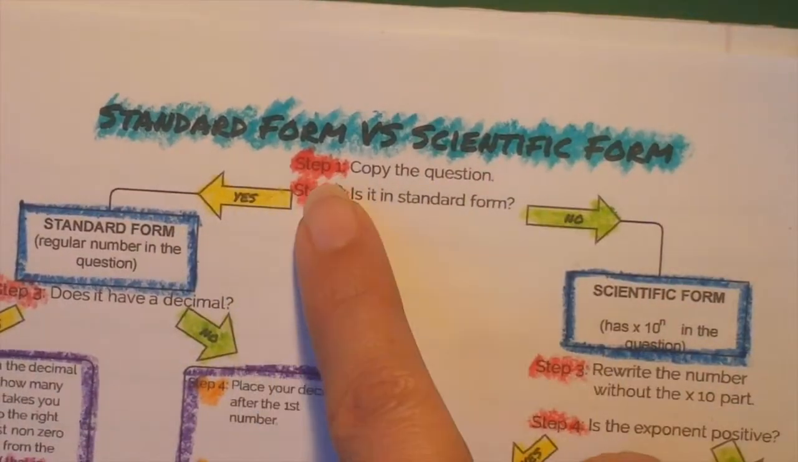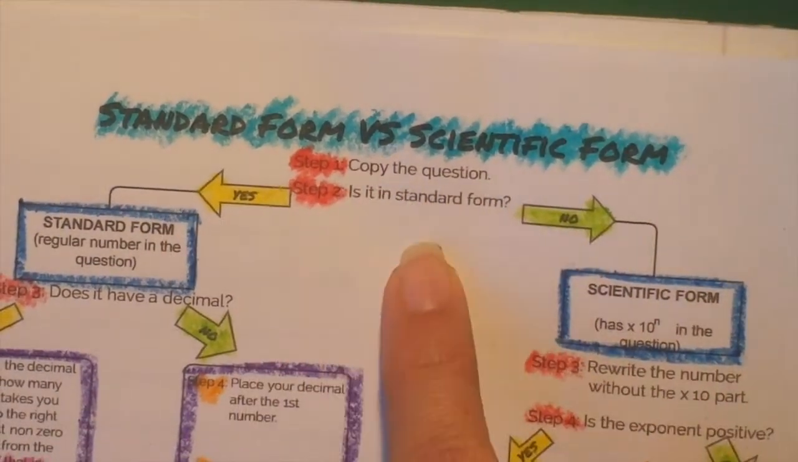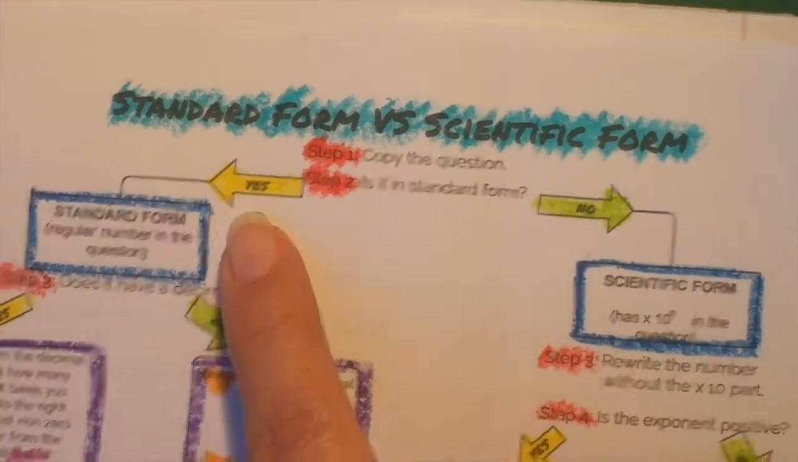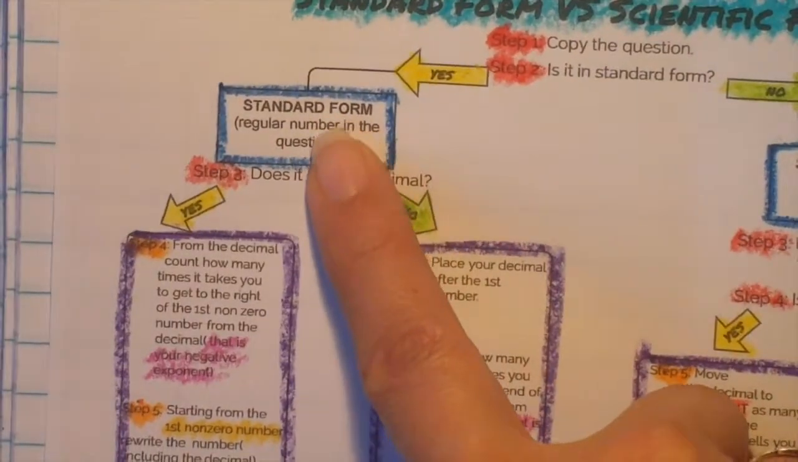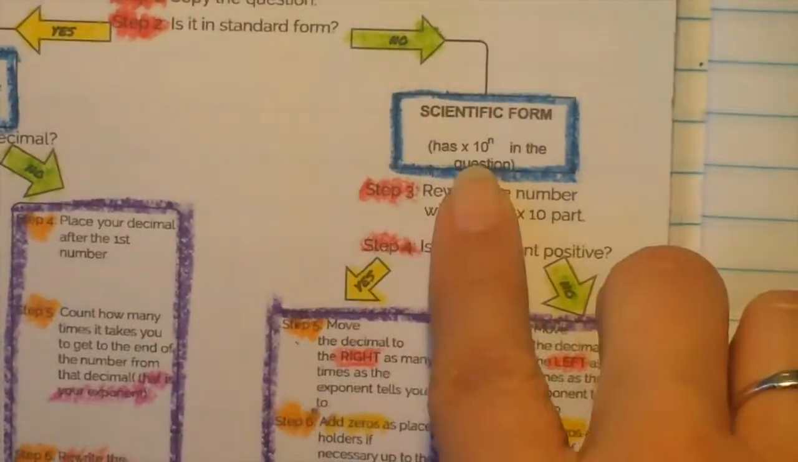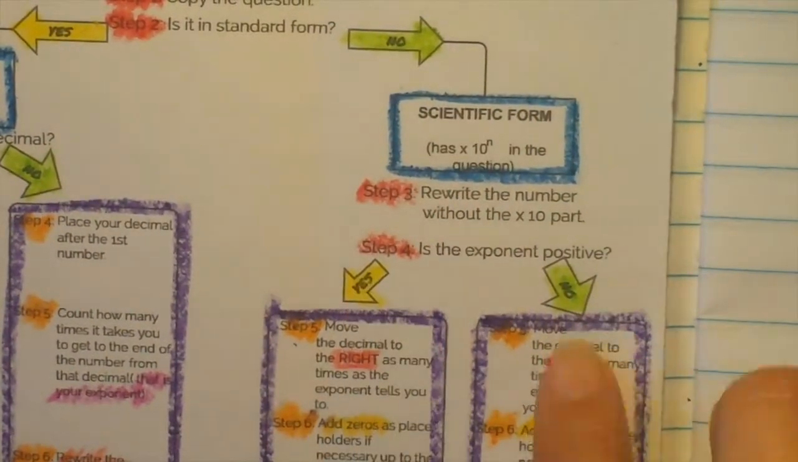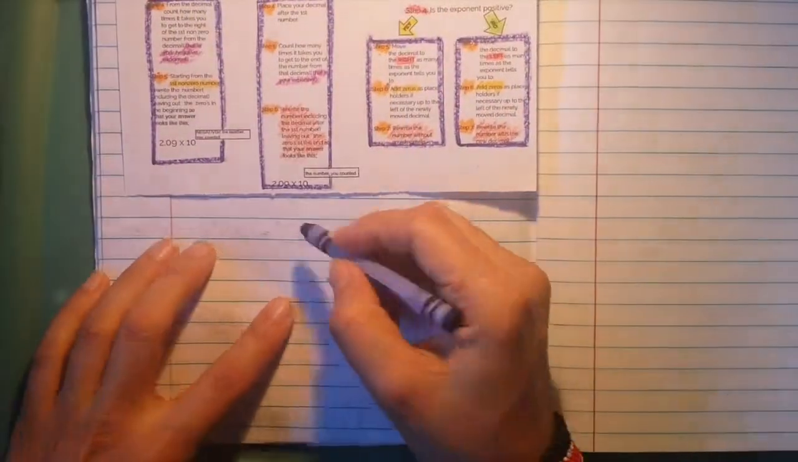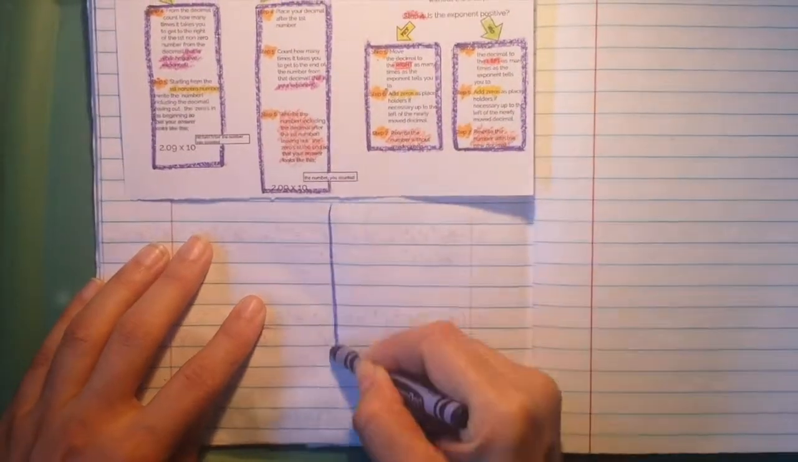So standard form versus scientific form. Here are the steps. If you answer yes to the question, you go left. If you answer no, you go right. And you basically just follow the little flow chart. It takes you down whichever direction you're going. So if it says no, it goes that way, and then it goes yes, and then no. Alright, so we're basically just going to read it, do a couple of questions, and then go from there.